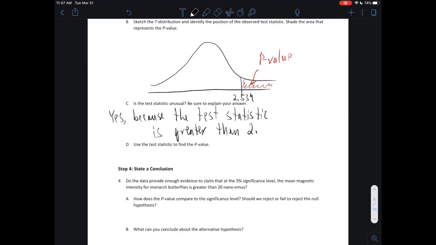And finally, part D. Use the test statistic to find the p-value. So this is going to involve a new function, and there's a couple of ways that we can do this. One is very familiar with the normal CDF method. So you can choose second, vars, and then look for tCDF. And then you are going to put your numbers in as, again, a lower and an upper score.